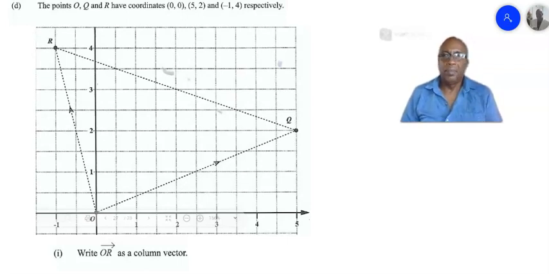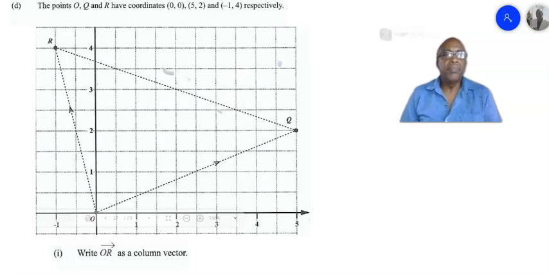Hello everybody, Dr. Samuel here again, and we are on the final part of the July 2021 Caribbean Secondary Education Certificate Examination in Mathematics. We are looking at the solution now to question number 10, part D, the final part of the paper. And again, it's a vector question.